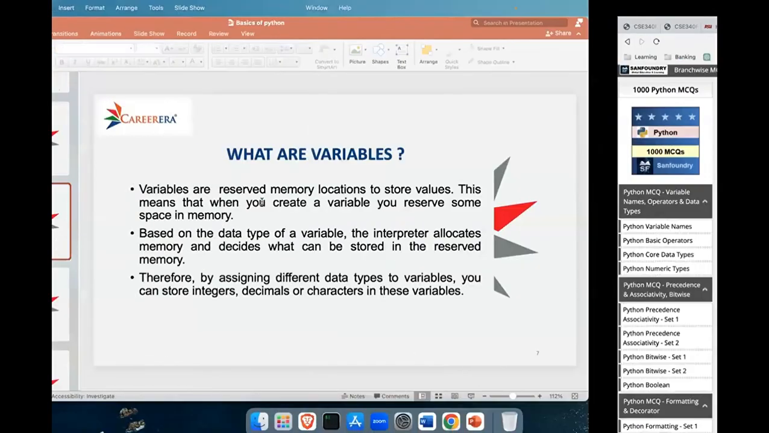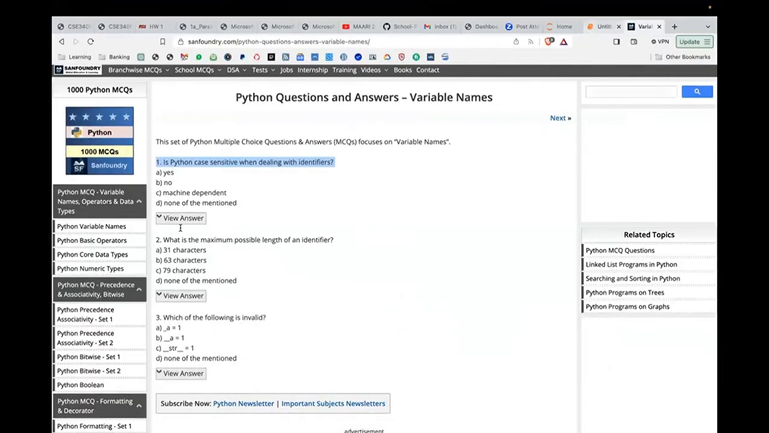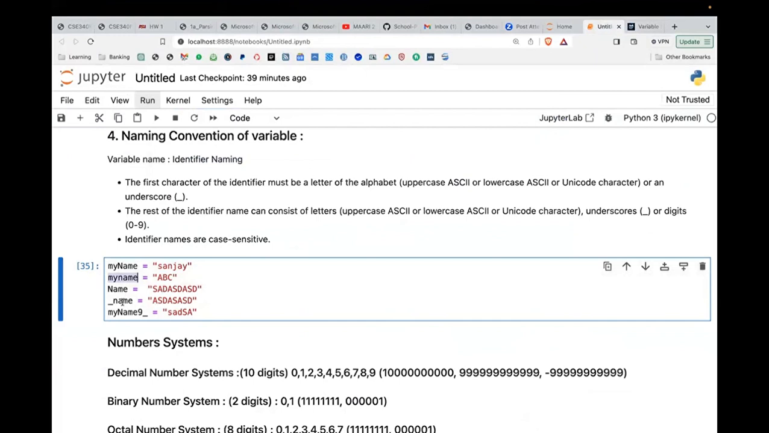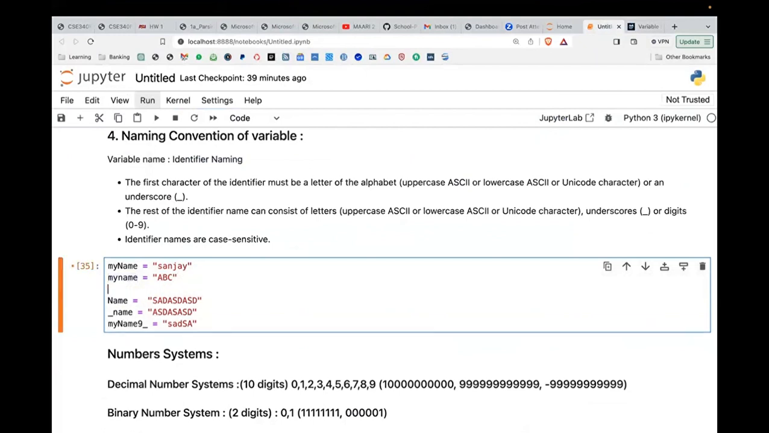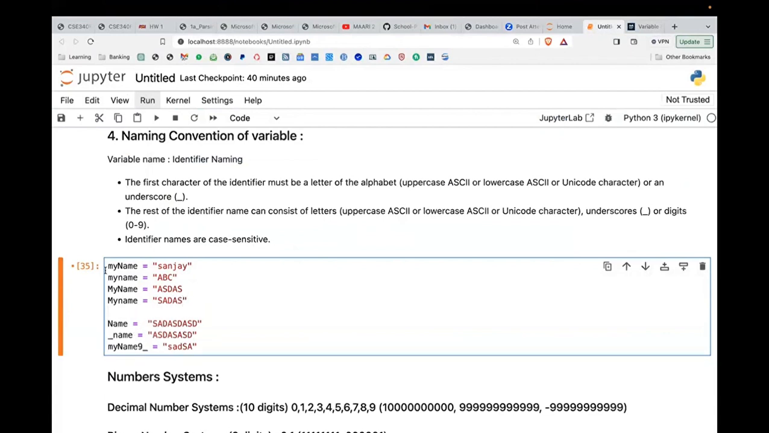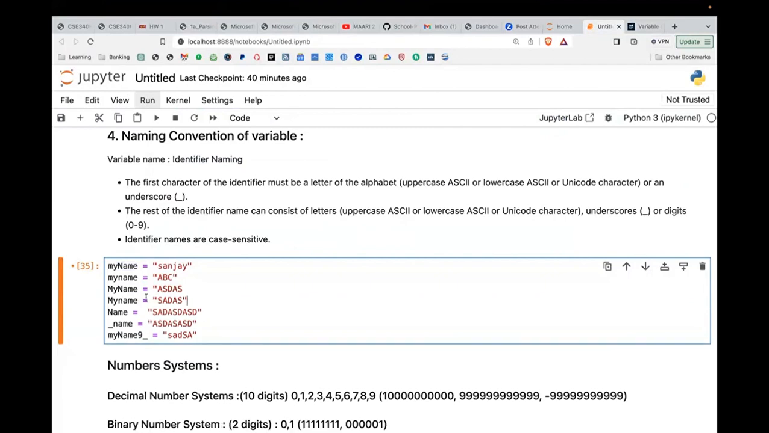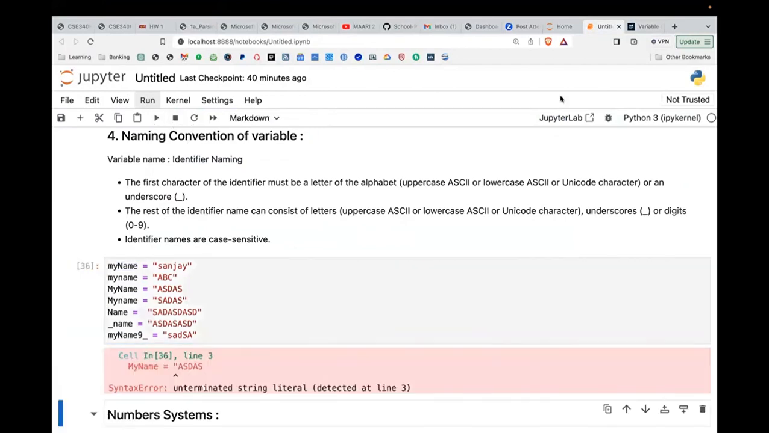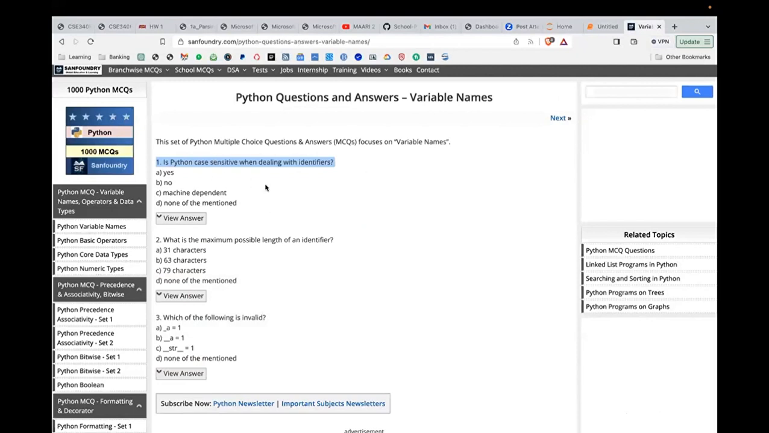You can see in my code right now, I was writing my name, or you can type it like capital My Name, small, capital, small name. All the variables are different. It means it's case sensitive. Every variable can be identified as different. It is not the same. So this is the first question, case sensitivity.